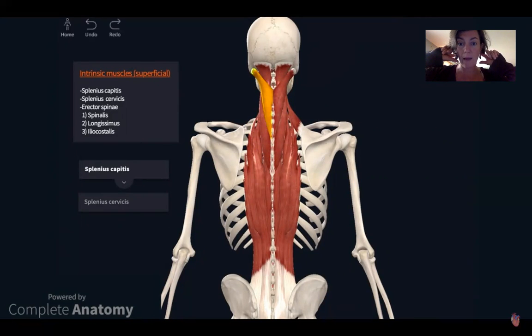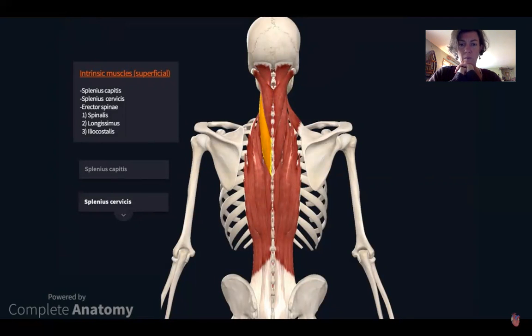Splenius cervicis is similar to splenius capitis, but just located inferiorly to it. It is attached to the transverse processes of the atlas and the axis, and passes to the spinous processes of T3 to T6. Splenius cervicis either rotates or extends the upper cervical vertebra, depending on whether it is contracting unilaterally or bilaterally. It is innervated by the dorsal rami of the lower cervical spinal nerves.